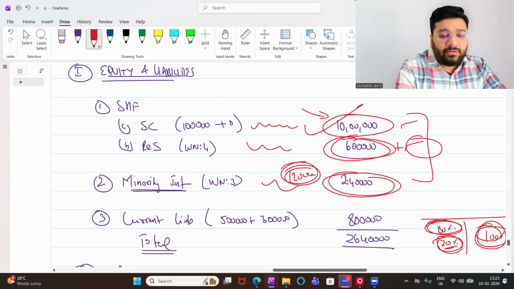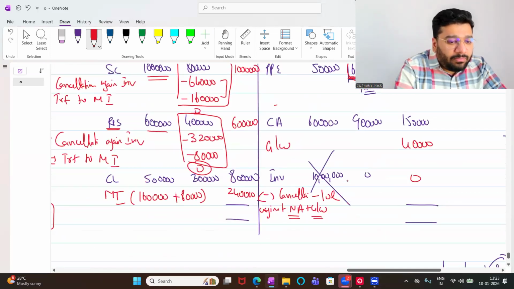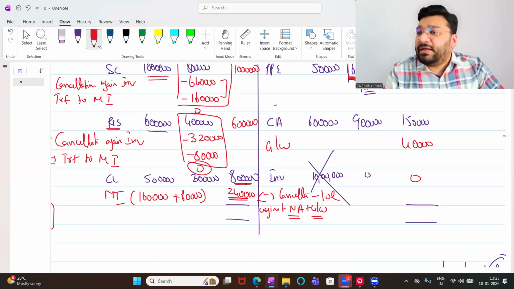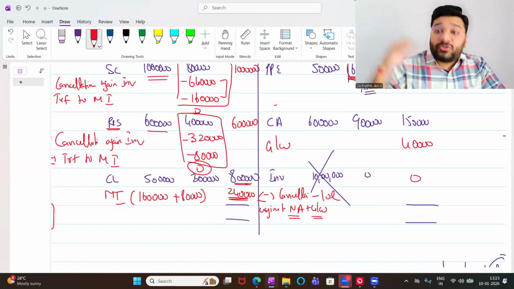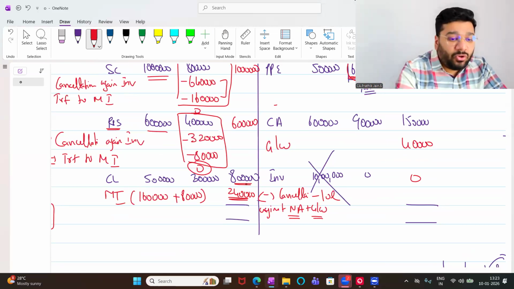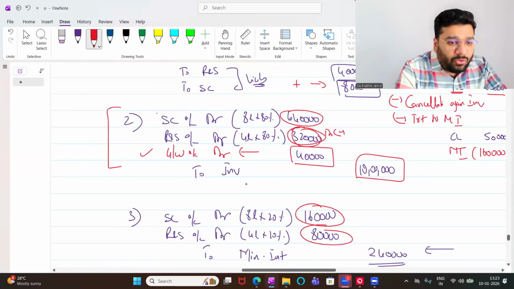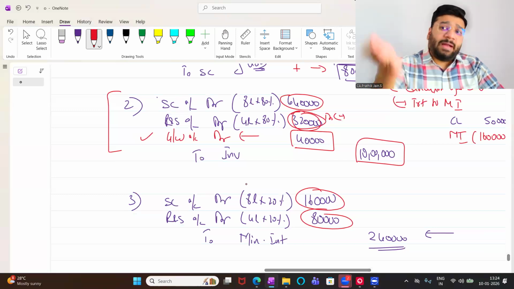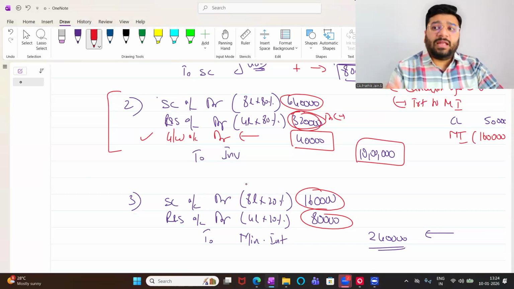Minority's 240 came here. Any problem? And current liability 8 lakh. In this entire process, we are not touching current liability. We are not removing current liability because we are incorporating current liability in my books. Okay? Now, look at this. That will go to minority. Yes, that went into the working note. I'll come back. Again, the next question is based on that only.